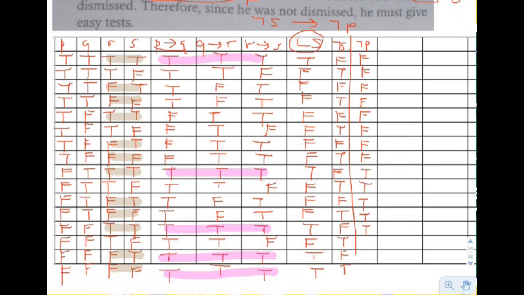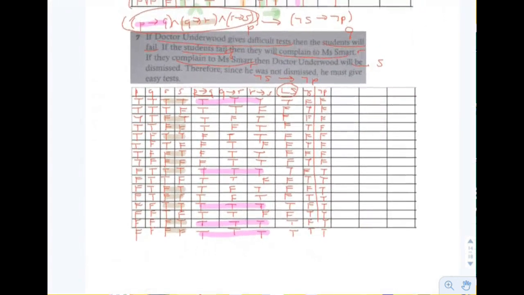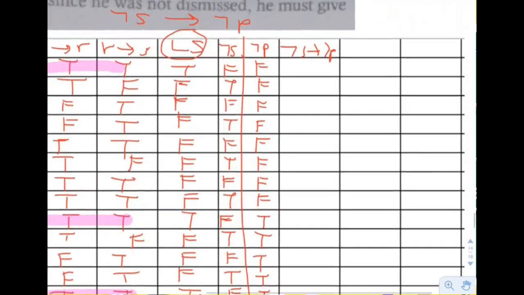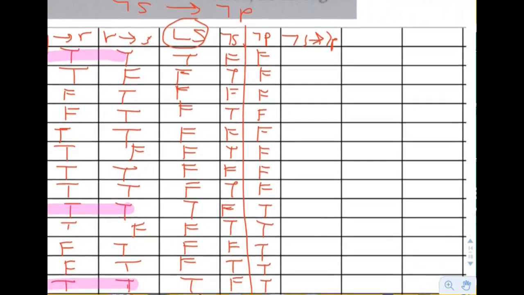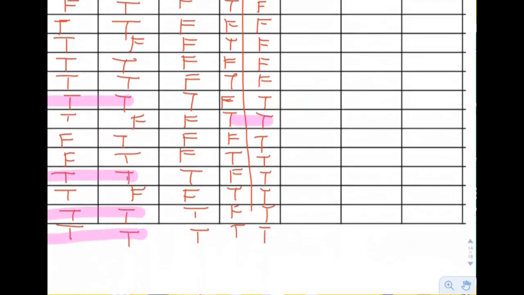Okay, and then I'm going to combine those, not S and not P, using implication. So not S implies not P. And we'll see if that works. Okay, not S implies not P is true as long as there is a double true. So let's see if there's any double truths. Here's one, and here's one. So there's two double truths. The implication is true for those two cases.